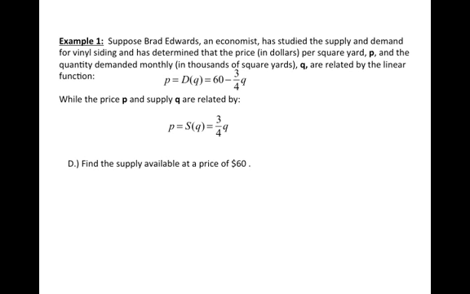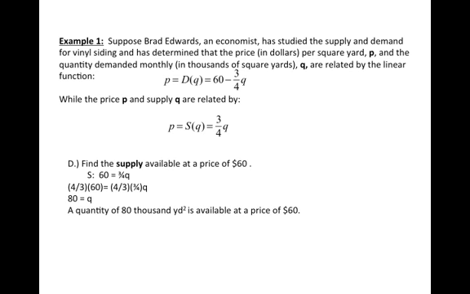Now we're going to find the supply, the quantity supplied, available at a price of $60. So we're looking for Q, and we're going to use the supply function. So S: our price is 60, equals 3/4 Q. Going to divide by 3/4, which is the same thing as multiplying by 4/3. 4/3 times 60 is 80, so a quantity of 80,000 square yards is available at a price of $60 per square yard.